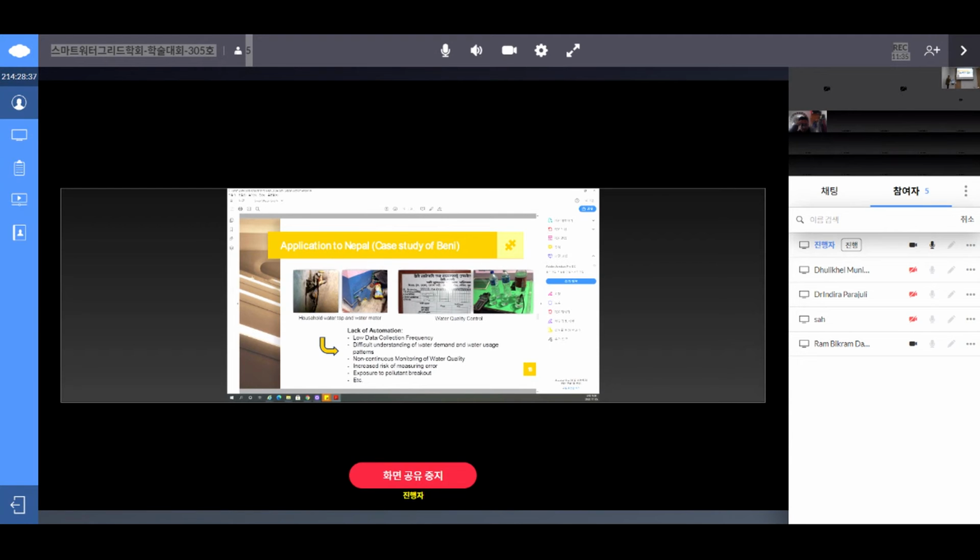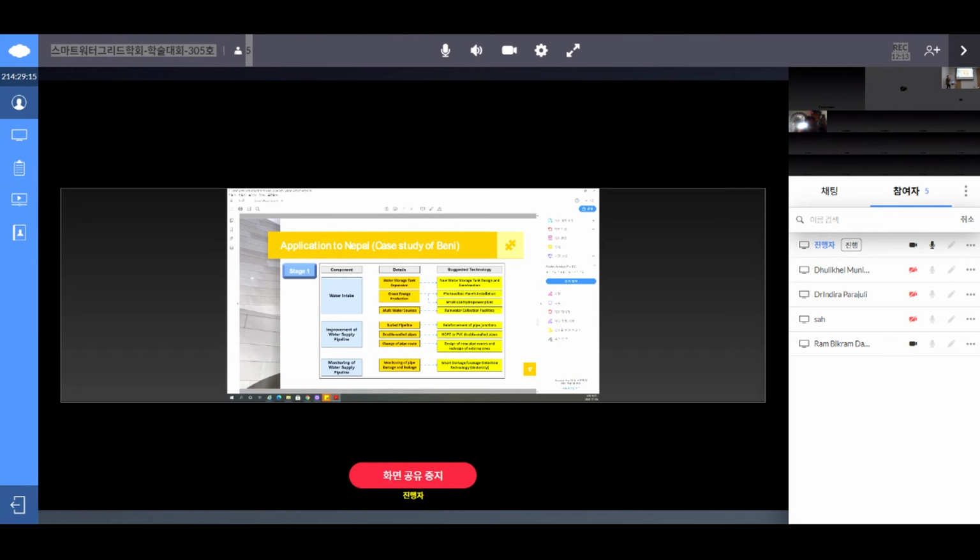So what's the problem of this lack of automation and this low data collection frequency? First of all, from the viewpoint of metering, it's difficult to understand the water demand and the water usage patterns because you don't collect enough data at a high frequency. And then the problem in terms of water quality is you don't have a continuous monitoring of water quality. So if you check the water quality maybe once a day, you can have pollutants getting into your network and you won't be able to know it for several hours or maybe for an entire day because you don't have high frequency of data. So this can cause quite a big problem in terms of hazard to population.